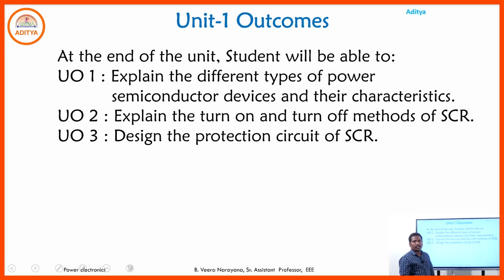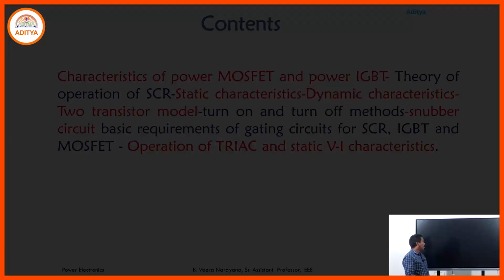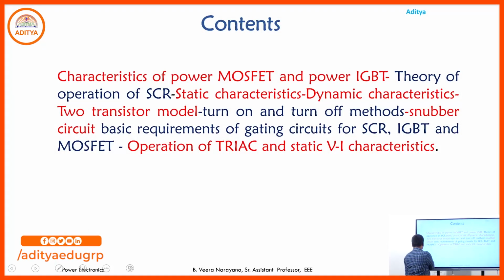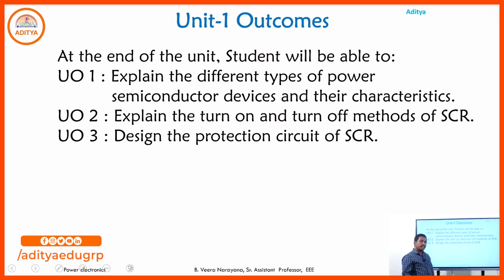Coming to the first unit, power semiconductor devices. The unit outcomes, after the end of this unit, the student will be able to: unit outcome 1, explain the different types of power semiconductor devices and their characteristics. Unit outcome 2, explain the turn on and turn off methods of SCR. Unit outcome 3, design the protection circuit for the SCR.